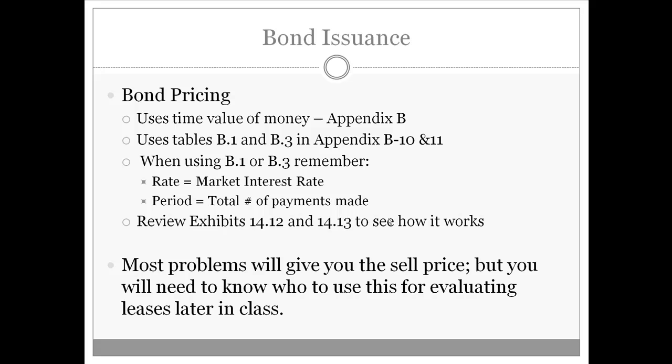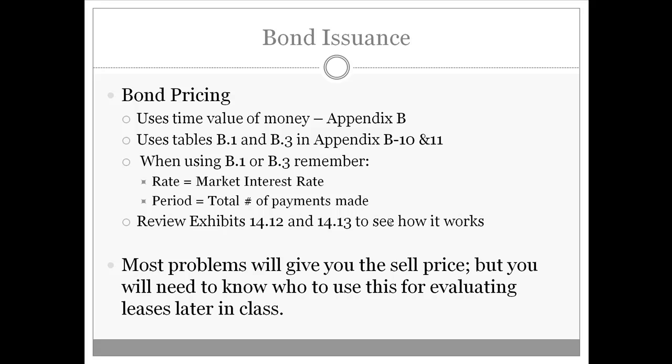Also, whenever bonds are issued, they are priced. This is basically looking at the time value of money, which is in Appendix B. I strongly encourage those of you who are going to go on to accounting or finance, or who are thinking about running your own business, to really understand the time value of money. It's a very, very good chapter to read.